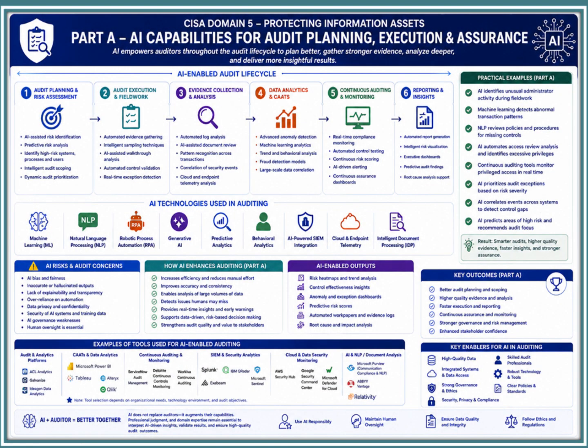This diagram brings together how artificial intelligence can support the full audit lifecycle within CISA Domain 5 and modern information security auditing. The process starts with audit planning and risk assessment, where AI helps identify high-risk systems, suspicious behaviors, unusual patterns, and emerging threats. Machine learning models can analyze historical incidents, vulnerabilities, and control failures to help auditors prioritize audit focus areas more effectively. During audit execution and fieldwork, AI can automate evidence collection, support intelligent sampling, and perform walkthrough analysis. This reduces manual effort while increasing audit coverage and consistency.